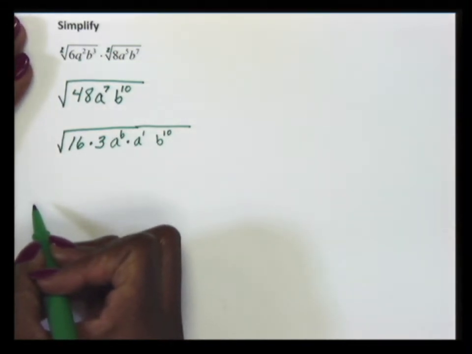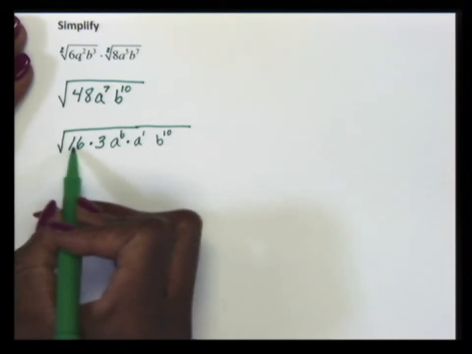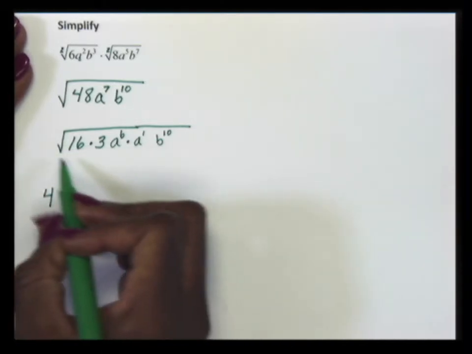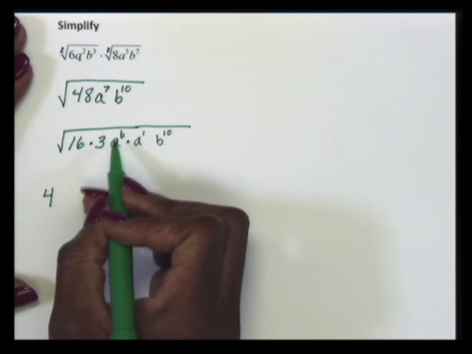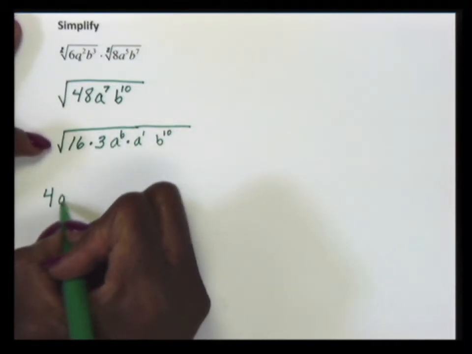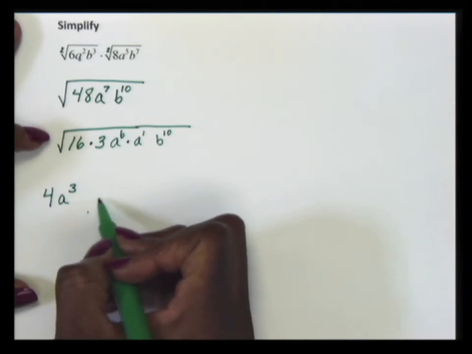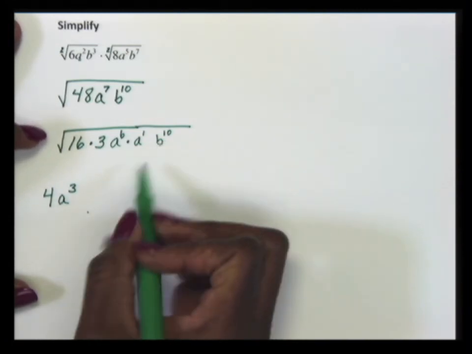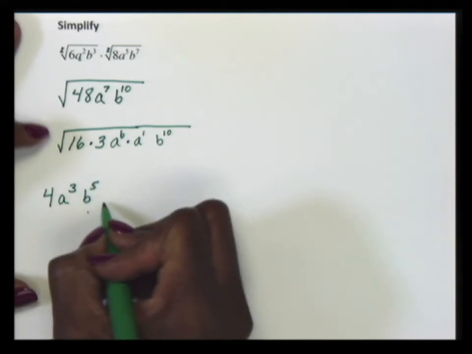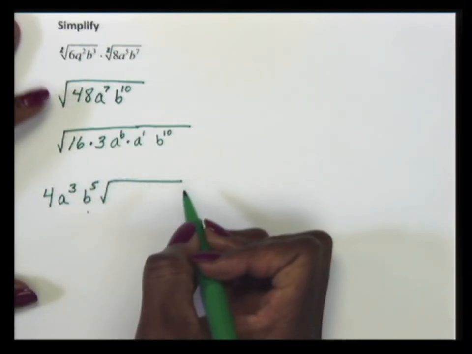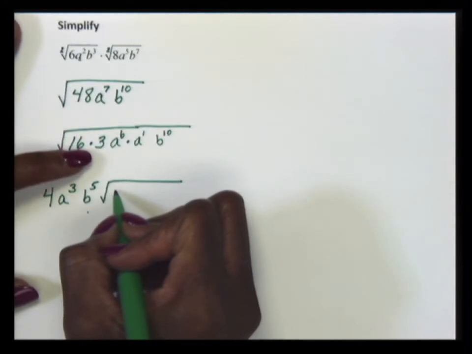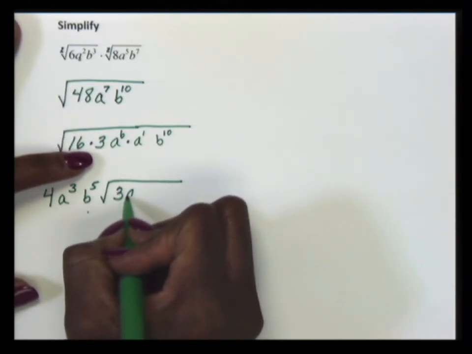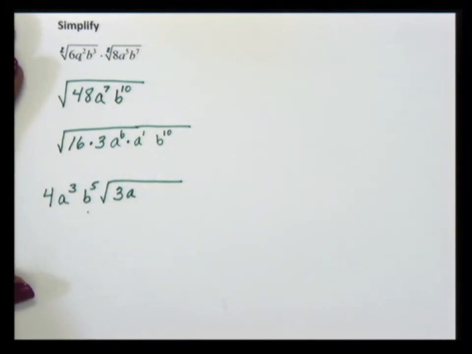Now we'll take the square root of our perfect squares. The square root of 16 is 4. The square root of a to the 6th, I take 6, divide by 2, I have a to the 3rd. The square root of b to the 10th, 10 divided by 2 is b to the 5th. I leave everything else under the radical. Therefore, under the radical, I have 3a to the 1st. So our final answer, simplified, is 4a to the 3rd b to the 5th times the square root of 3a.